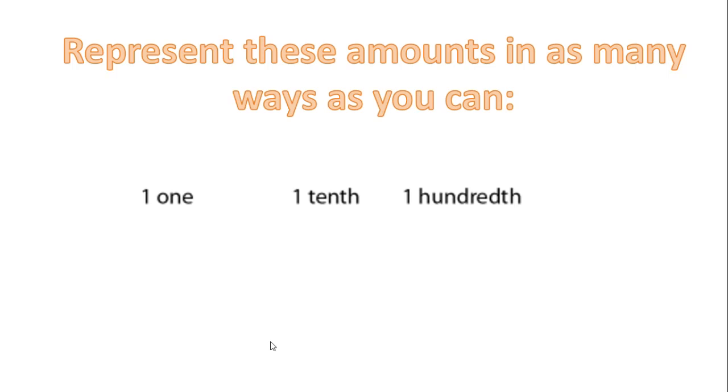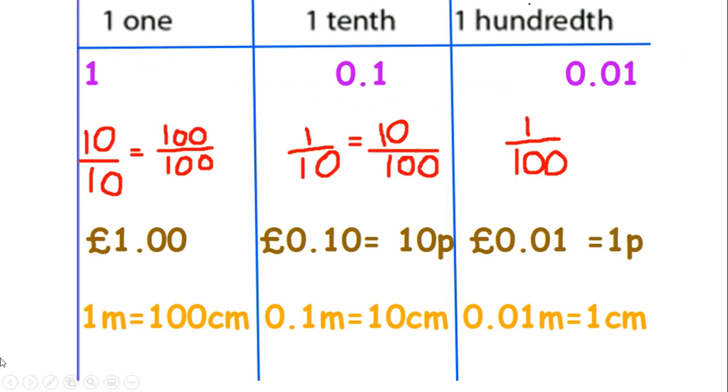Okay, I'm going to now show you some of my ideas. On the top row, I've shown that 1 just looks like 1. It's 1 whole. 1/10, the decimal is 0.1. And the decimal of 100th is 0.01. Did you get those? You need to know these facts, so if you're not sure, I would write them down.